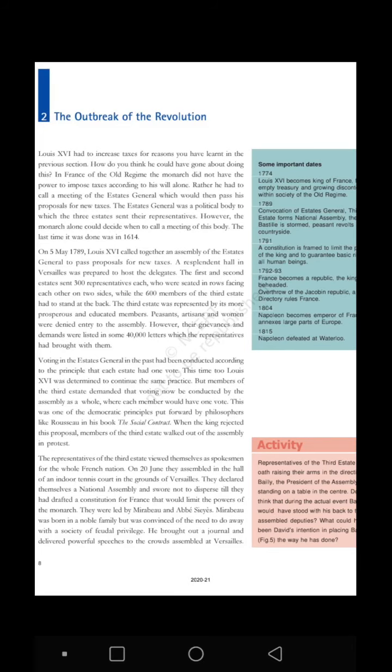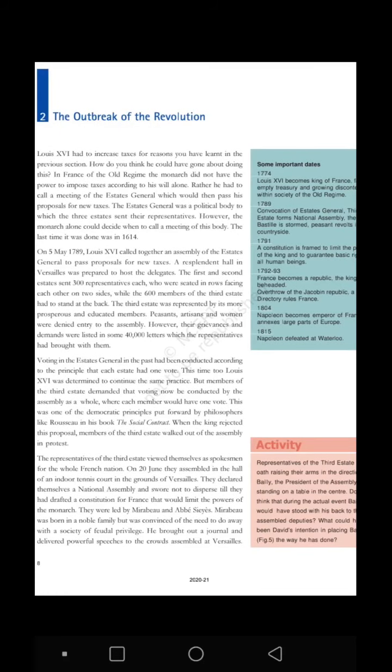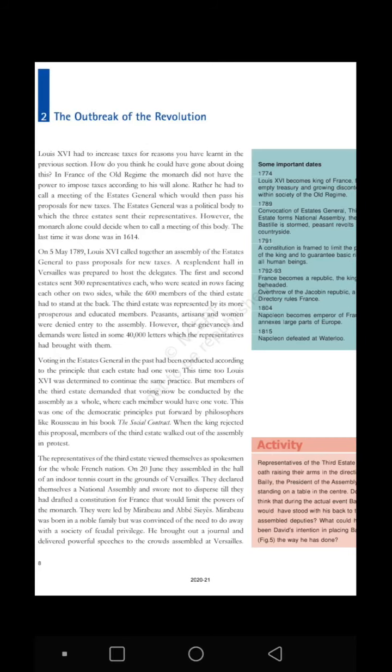The representatives of the third estate viewed themselves as spokesmen for the whole French nation. On 20 June, they assembled in the hall of an indoor tennis court in the grounds of Versailles. They declared themselves a National Assembly and swore not to disperse till they had drafted a constitution for France that would limit the powers of the monarch. They were led by Mirabeau and Abbé Sieyès.